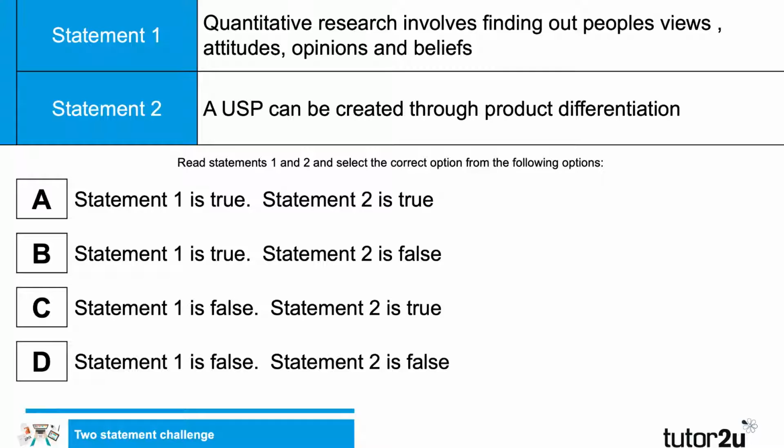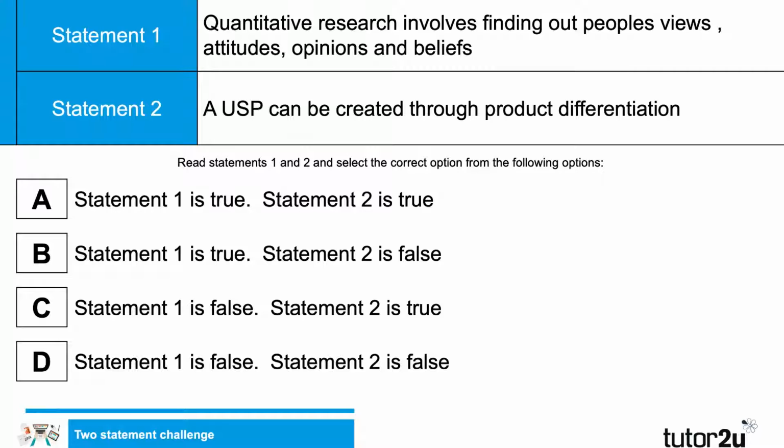Read carefully, please. Statement 1: Quantitative research involves finding out people's views, attitudes, opinions, and beliefs. Statement 2: A USP can be created through product differentiation. A is statement 1 true and statement 2 true. B is statement 1 true and statement 2 false. C is statement 1 false and statement 2 true. Or D, statement 1 is false and so is statement 2. Let's have your answers in the chat window, please. A, B, C, or D.